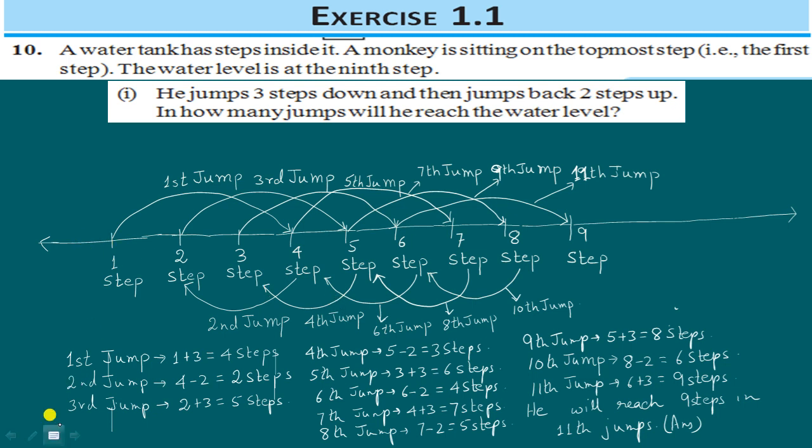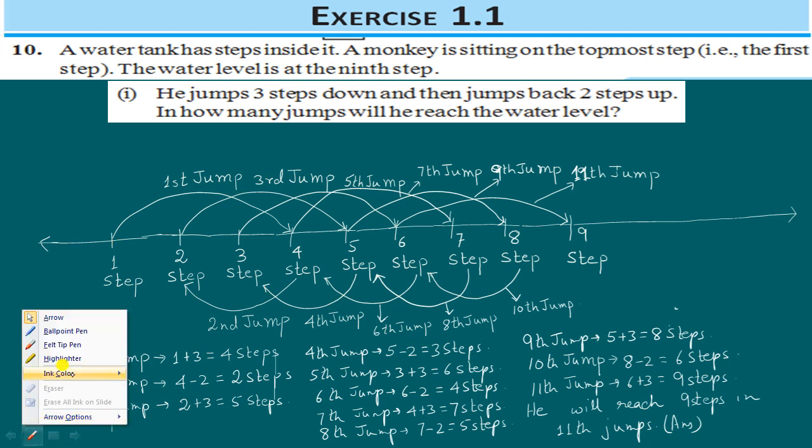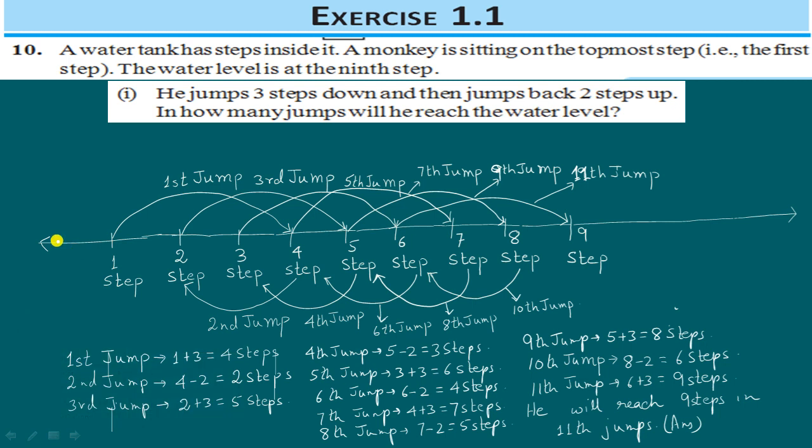Here we have shown it in a number line. You see this is the number line. Right, this is step 1, step 2, step 3, step 4, step 5, step 6, step 7, step 8 and step 9. Right, you see in the first jump he goes from step 1 to step 4.